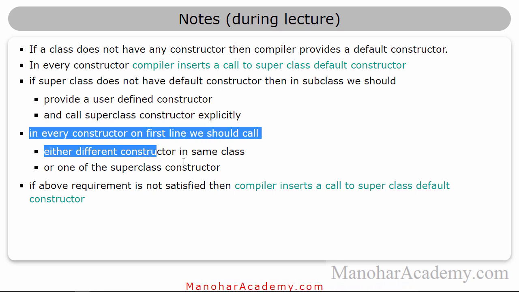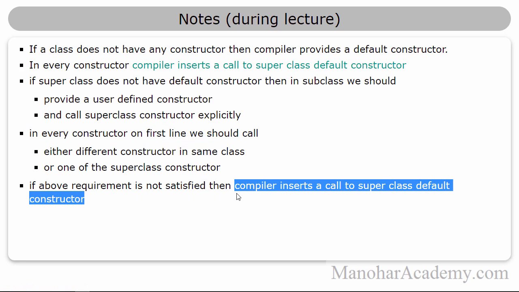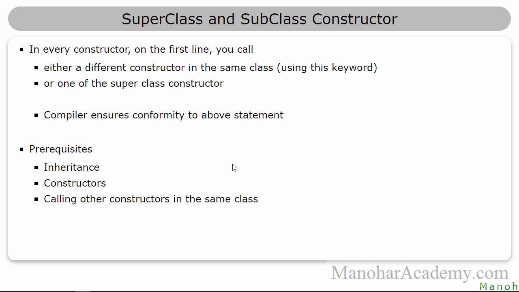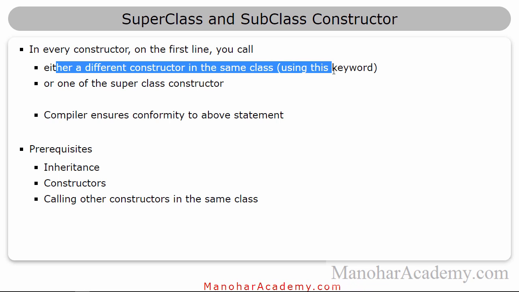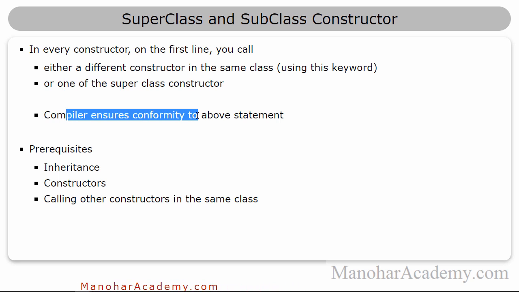Also, in every constructor on the first line, we should call either a different constructor in the same class or one of the superclass constructors. If the above requirement is not satisfied, then the compiler inserts a call to the superclass default constructor. That's what I meant when I was mentioning this particular statement. In every constructor on the first line, you call either a different constructor in the same class using the this keyword, or one of the superclass constructors using the super keyword. The compiler is going to ensure the conformity. If the above statement is not satisfied, then it is going to insert that superclass constructor. Okay, that is all about superclass and subclass constructors.